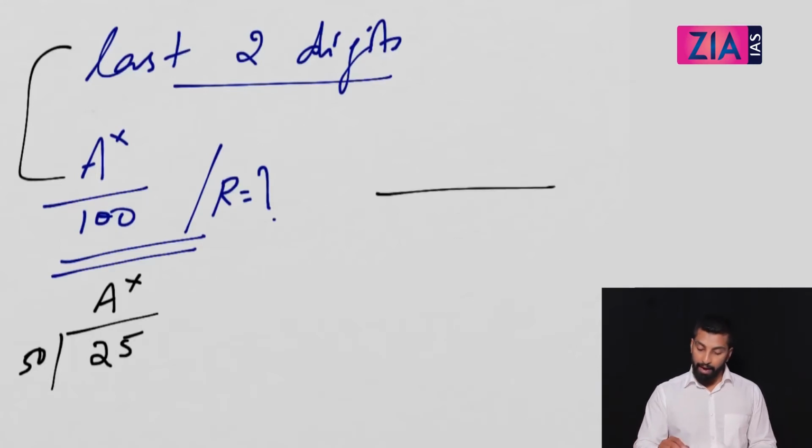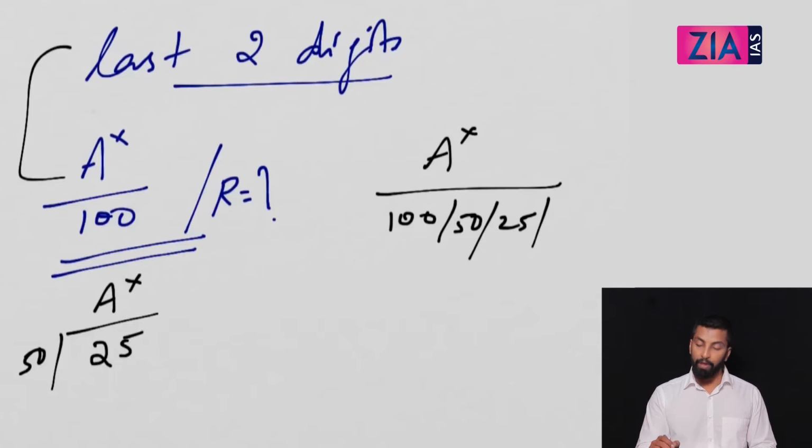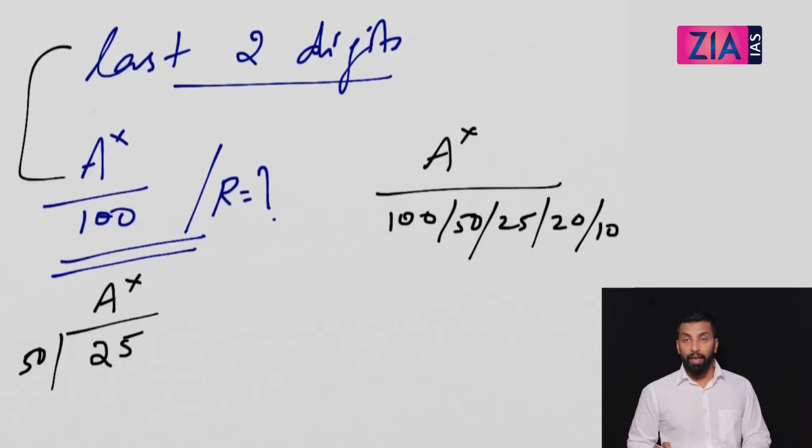So, if you find the last 2 digits, you can answer all these questions. Okay. Divide by 100, a raised to x divided by 100, you can get the remainder. Divide by 50, you can get the remainder. Divide by 25, you can get the remainder. Divide by 20, you can get the remainder. Divide by 10, you can get the remainder. That anyway you know the method. Okay. Even divided by 5, you can get the remainder. 2, you can get the remainder, etc. 4, you can get the remainder. Okay. Because the reason is all these are the factors of 100.